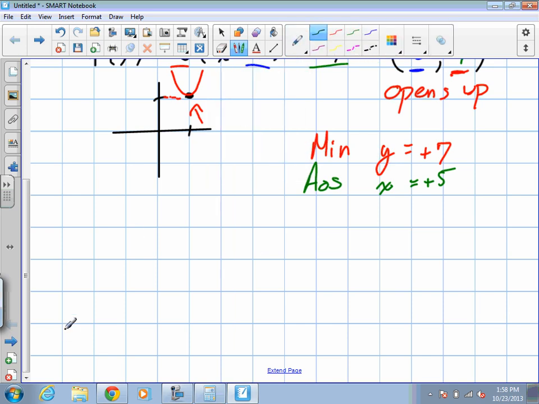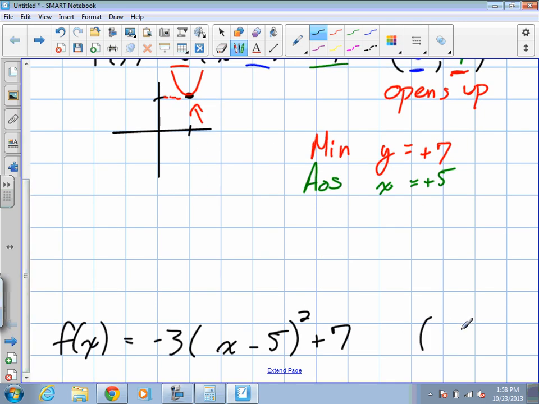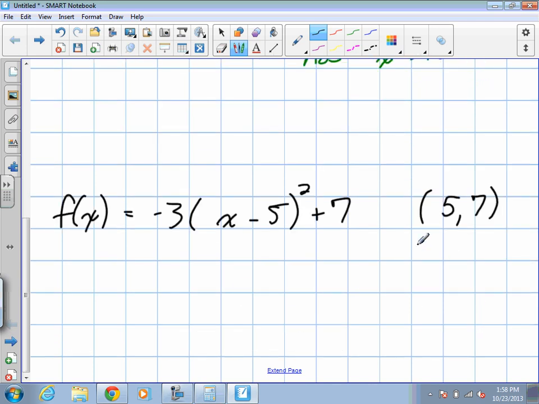So let's say this equation here: -3 times (x minus 5) squared plus 7. Of course, it has to be squared. This one right here, the vertex is where? 5 and 7, identical to above. Which way does it open? Down. Does this one have x-intercepts? Yes, it's going downward. So now we're going to talk about how to find the x-intercepts.